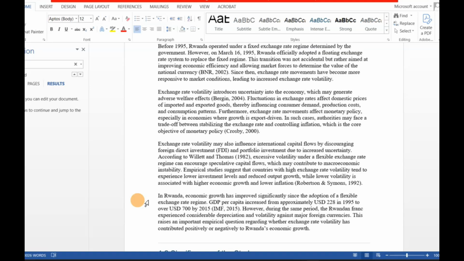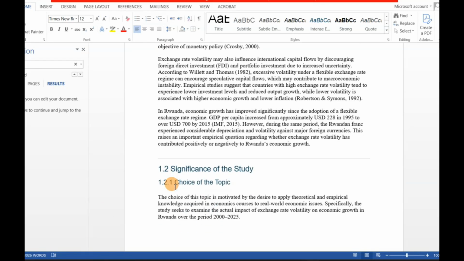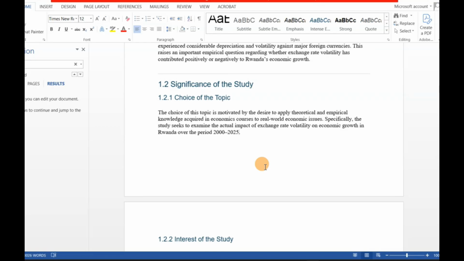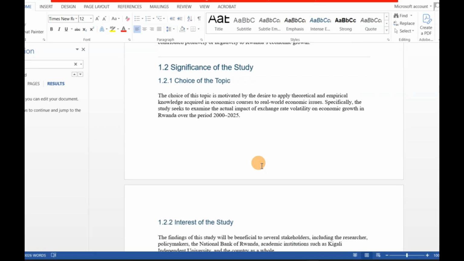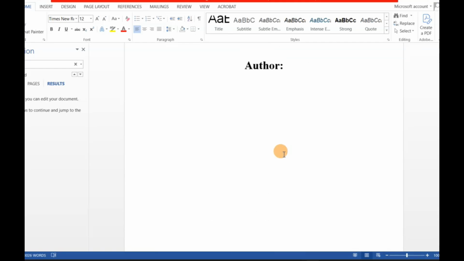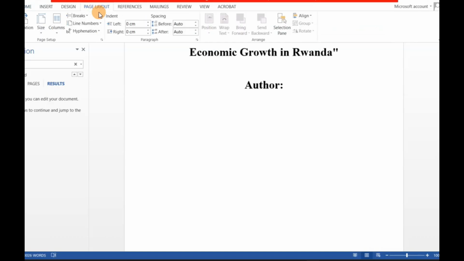Missing section 6, research methodology. Let me see. Section 6. So you should also put the numbering. You can see he or she doesn't have page numbering. You should add the numbering by coming to page layout, and then you can just add numbering.